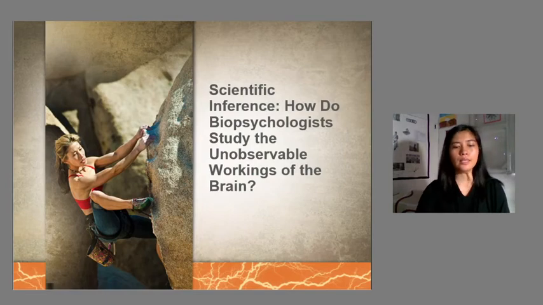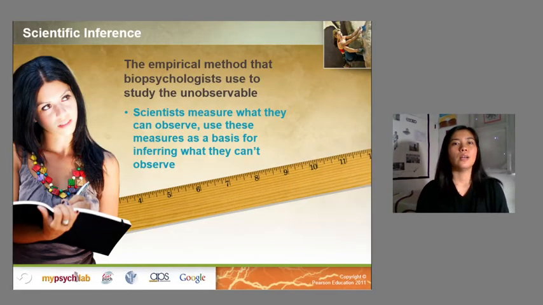Alright, so lastly, scientific inference. So how do biopsychologists study the unobservable workings of the brain? We use the empirical method that biopsychologists use to study the unobservable. So we use different ways to observe and use measures in the observation in order to infer what they cannot observe, what can't be empirically observed.